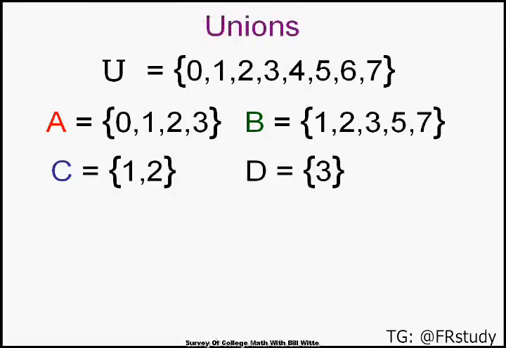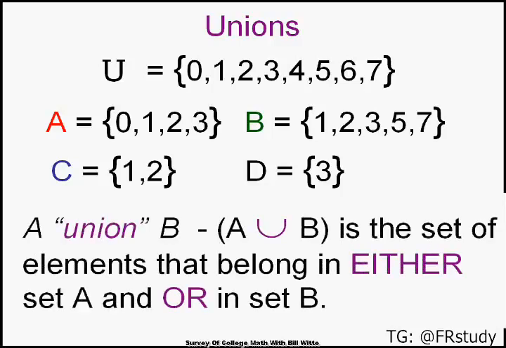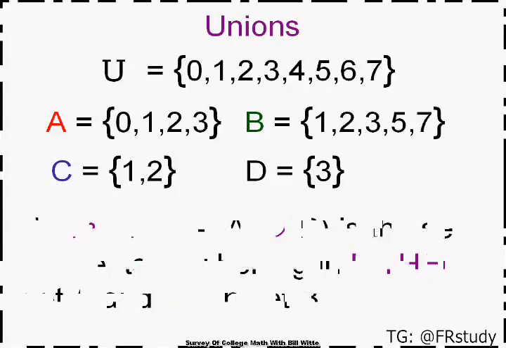Okay, now let's talk about probably the most difficult of all, which is unions. The union of A and B, read A union B, and written out A U, that's actually a U, B, is the set of elements that belong in either set A or in set B. They don't have to belong in both. They can belong in both, but either A or in B, and we never write anything twice.